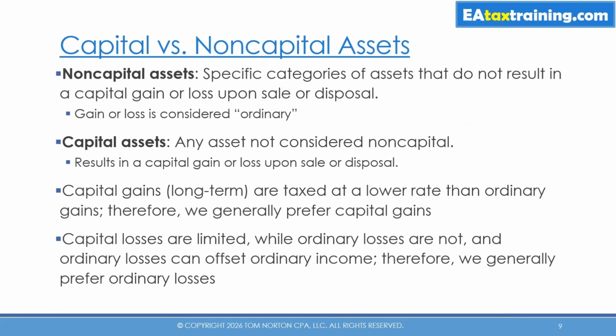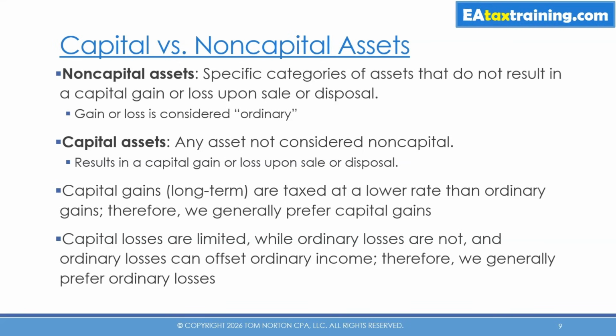Next is capital assets versus non-capital assets. So we'll start with the definition of non-capital assets. There are specific categories of assets that do not result in a capital gain when that asset is sold. So those are considered to be non-capital assets. So the gain or loss when you sell those is ordinary income.